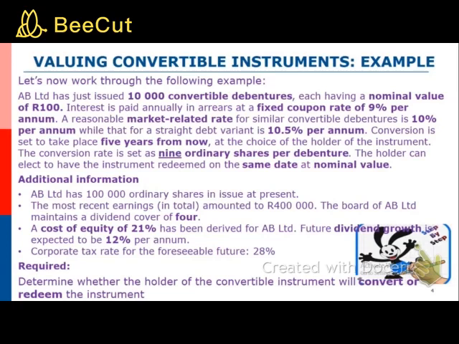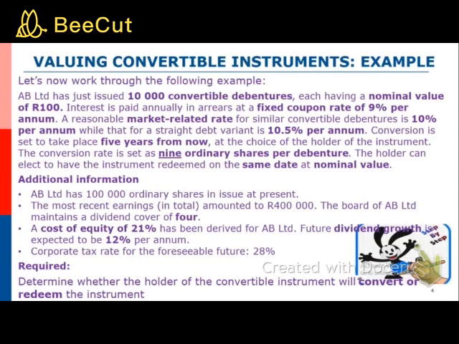Right, and if we do any valuation here from the issuer's perspective, we're going to assume that the issuer here would be entitled to a 24J deduction on the convertible instrument, on the debt portion. Right, now, very key, a reasonable market-related rate for a similar convertible debenture is 10% per annum.